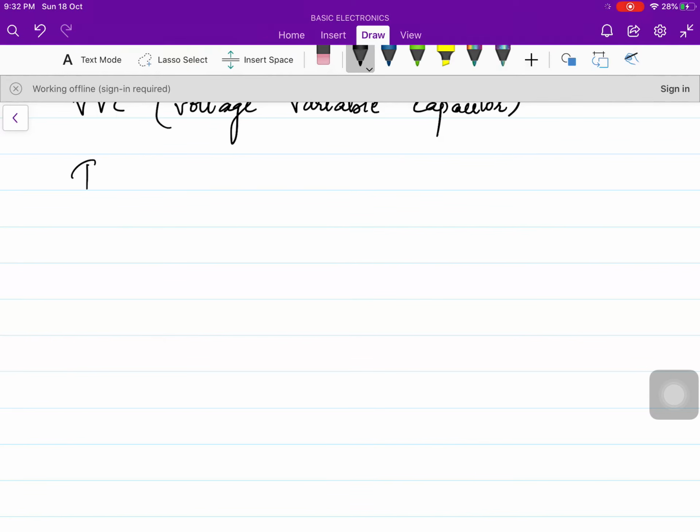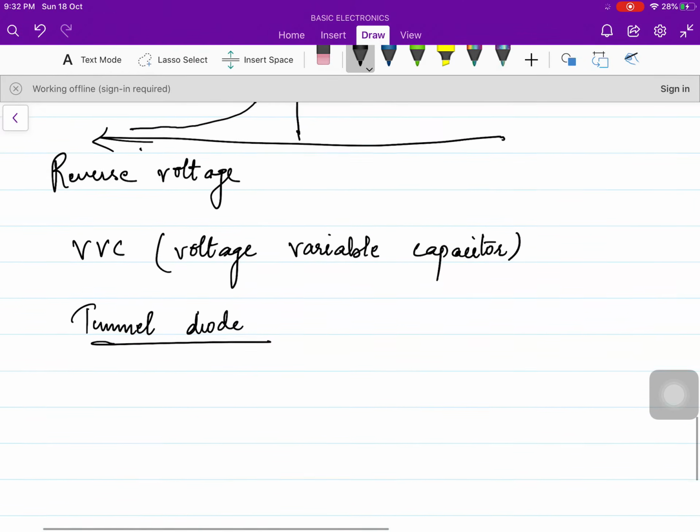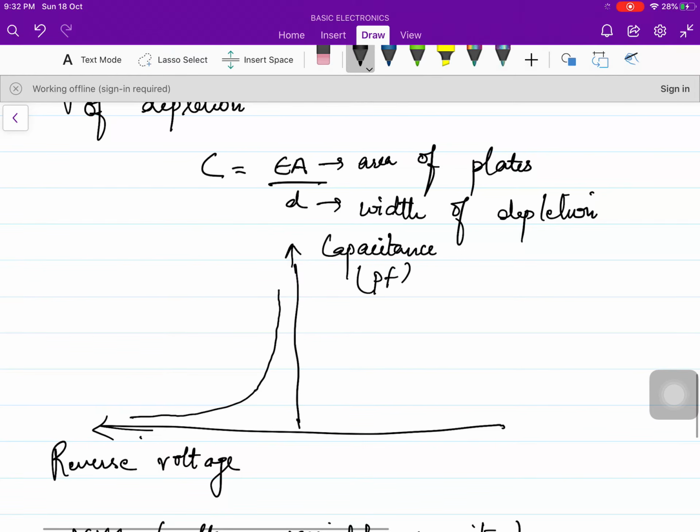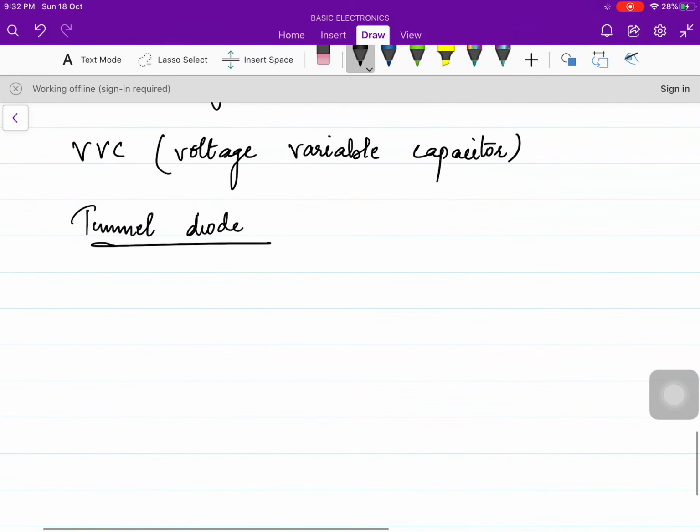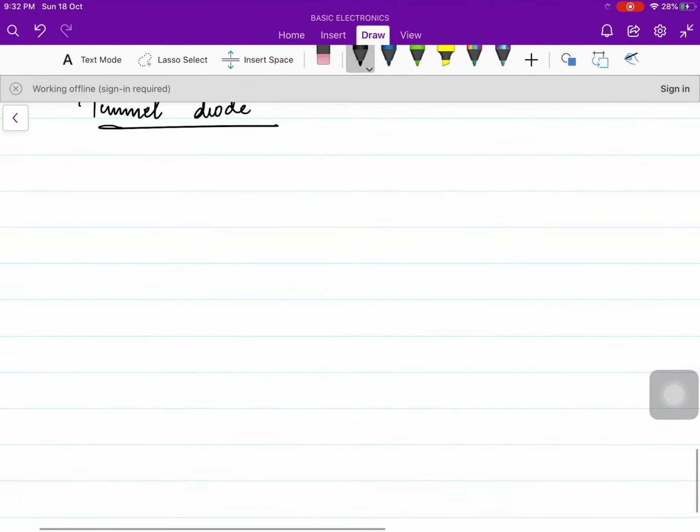So that was all about the Varactor diode. Now let us move on to the tunnel diode. First of all, I forgot, for the Varactor diode, let us see the symbol also. This is a Varactor diode. We have to show a capacitance over here. So this is the symbol of Varactor diode. Now let's move on to the tunnel diode. First of all, we will draw the symbol.